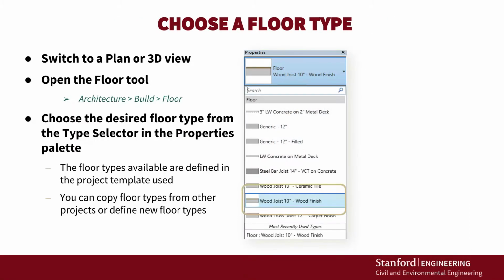You can set the floor type and properties either before or after creating the floor element. The first step is to choose a floor type from the type selector. So switch to a plan or a 3D view and open the floor tool. It appears under the Architecture tab in the Build section. You'll find the floor tool there. Choose the desired floor type from the type selector in the Properties palette. The floor types that are available will be defined in the project template that you used, or you can copy floor types from other projects or even define new floor types.